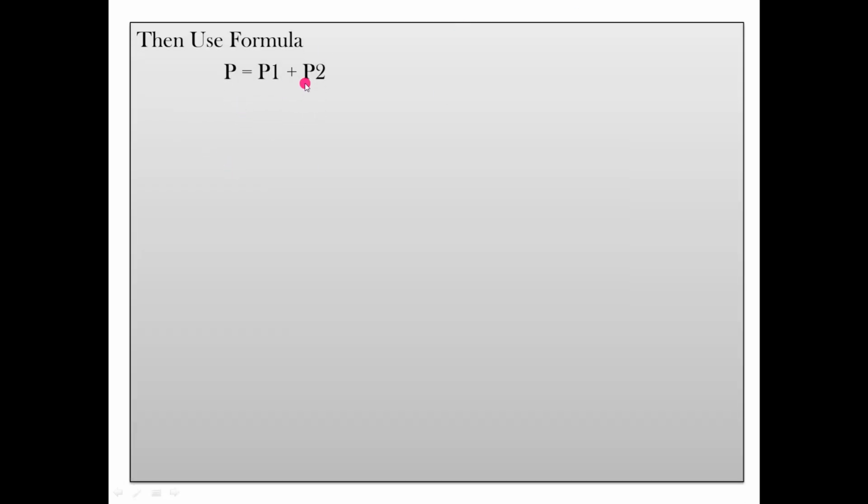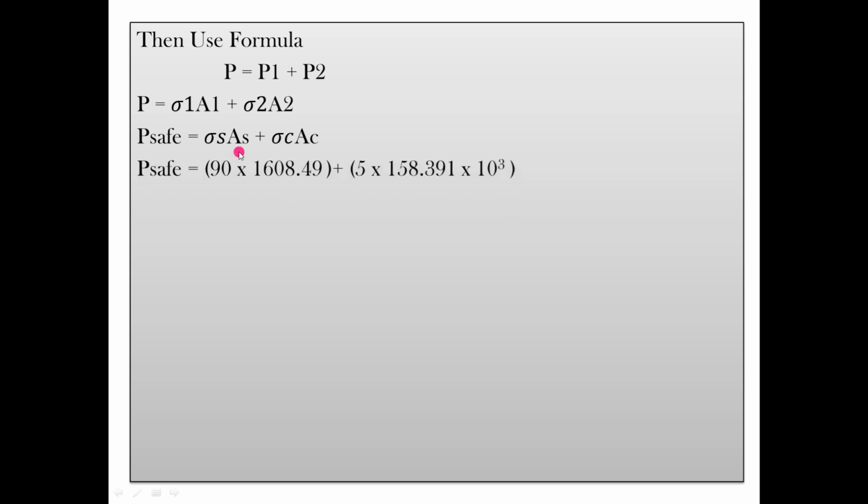Then use formula P is equal to P1 plus P2, that is P is equal to sigma 1 A1 plus sigma 2 A2, that is P safe, that is safe load is equal to sigma S into AS plus sigma C into AC. आपण बघितले मटेरियल नंबर 1 म्हणजे स्टील आहे, मटेरियल नंबर 2 म्हणजे कॉन्क्रीट आहे, त्याच्यामुळे हे फॉर्म्युला असे आले. आणि हा P म्हणजे P सेफ, सेफ लोड काढायचा आहे. आता आपल्याला ज्या व्हॅल्यू आहेत सिग्मा एस ची व्हॅल्यू, एरिया ऑफ स्टीलची व्हॅल्यू, सिग्मा सी ची व्हॅल्यू, एरिया ऑफ कॉन्क्रीटची व्हॅल्यू वापरायची. सिग्मा एस इज 90, AS is 1608.49 plus sigma C is 5, AC is 158.391 into 10 raised to 3. Then by calculating we get P safe is 936721, that is 936.72 kilonewton. Okay, this is a safe load.